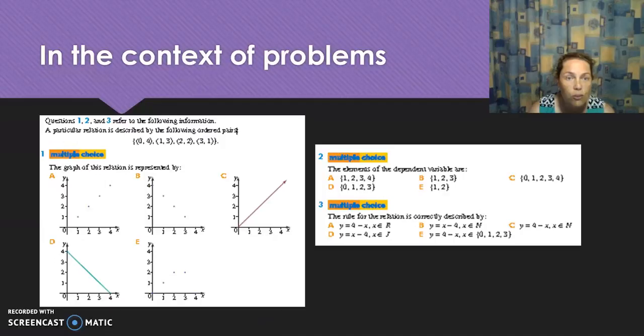In the context of problems, let's look at these examples. Let's have a look at question 1. It gives us a particular relation described by the following ordered pairs, 4 ordered pairs, and asks which graph matches. All we have to do is plot those 4 points, and then we can see which one matches our graph. As we go across our x-axis from 0, 1, 2, and 3, our y values go down 4, 3, 2, 1.